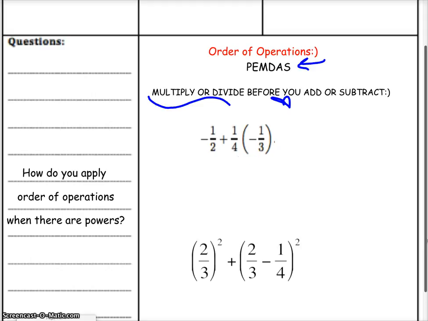So 1/4 times a negative 1/3. I can't cross simplify at all, so this just turns to a negative 1/12. Top times top over bottom times bottom. So now I have negative 1/2 plus a negative 1/12. I'm going to put an underline here just to show that I did that first.